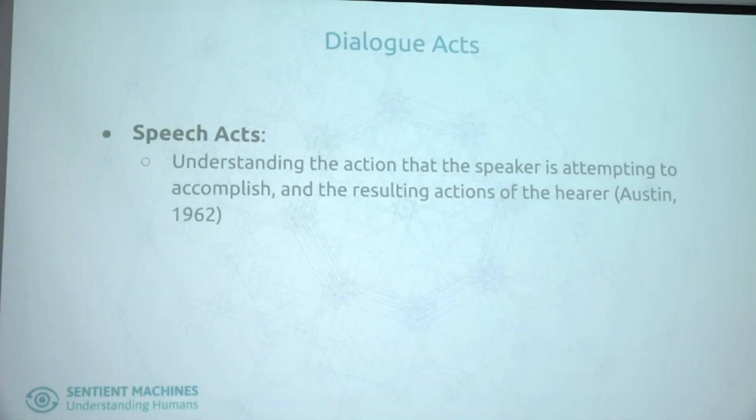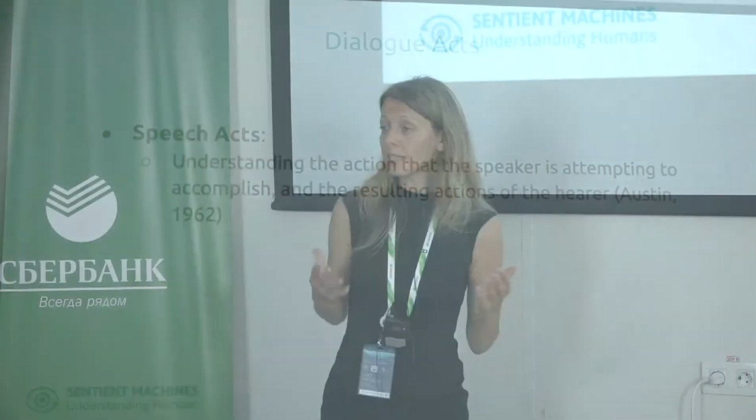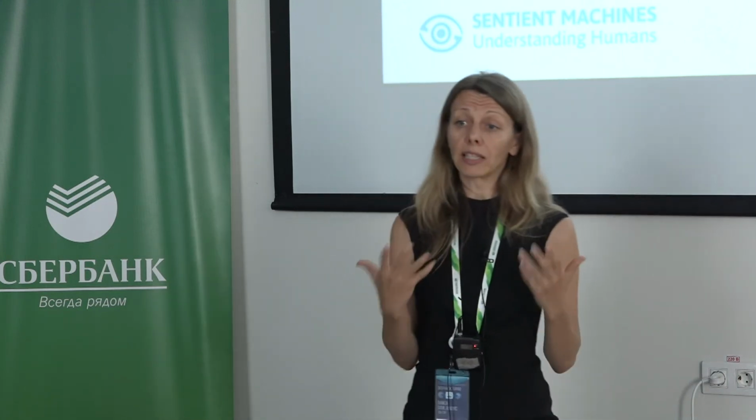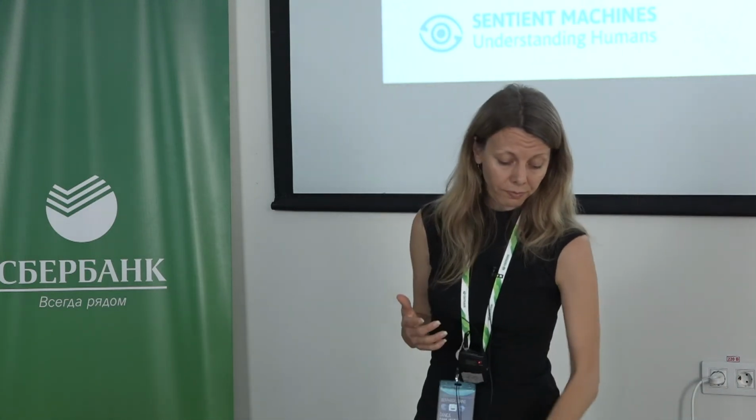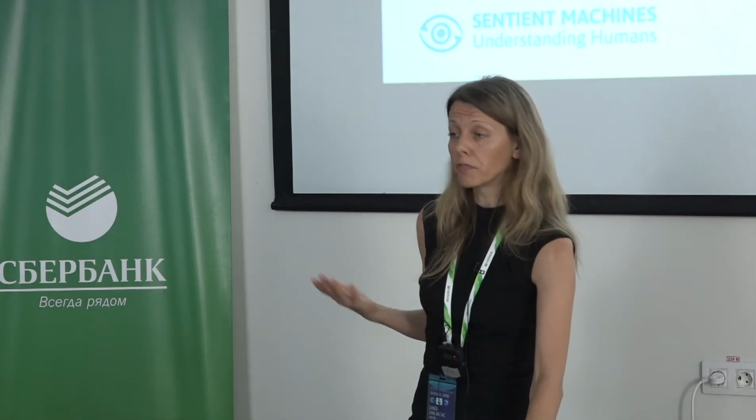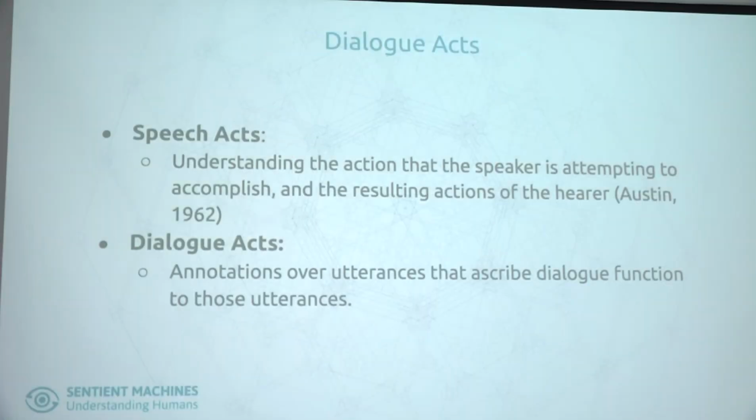Just to go back to when this all started, there were speech acts, I think coined in 1962, which is basically the assumption that whenever you say something in a dialogue, there is a certain action that needs to follow up. We also call this an intent. So what is the intent of something that I actually say? This was the beginning of dialogue acts. Dialogue acts build up on speech acts. We say that there are annotations over utterances, where we define the function of a certain utterance within the dialogue.